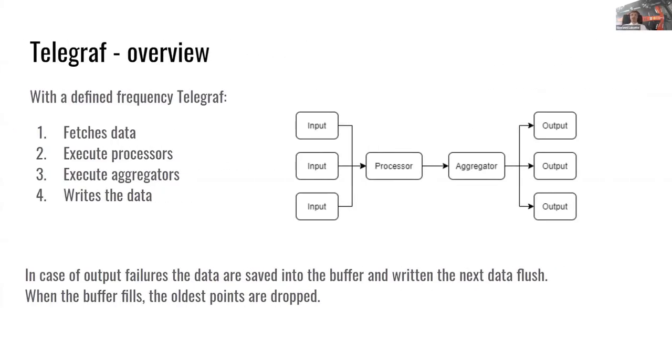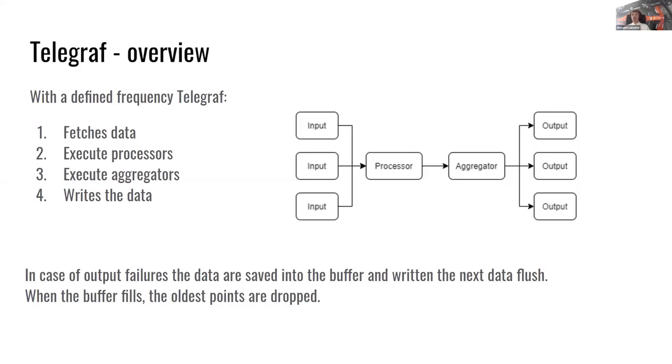So what Telegraf does basically is, once you configure it, you define an interval, and every interval, with the frequency you have specified, it will fetch the data, send them to the processors and the aggregators, and then those data will be flushed to the output.